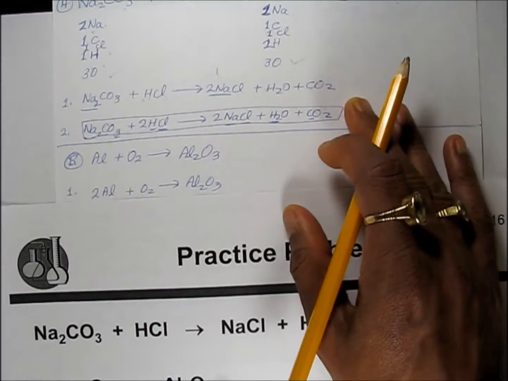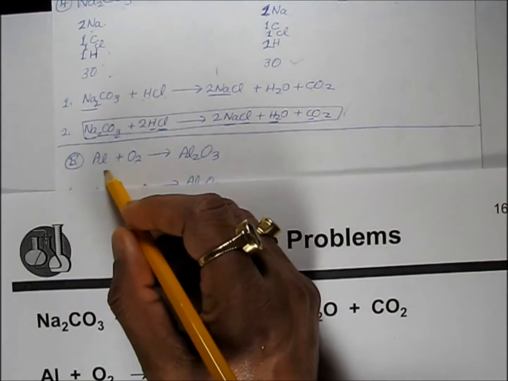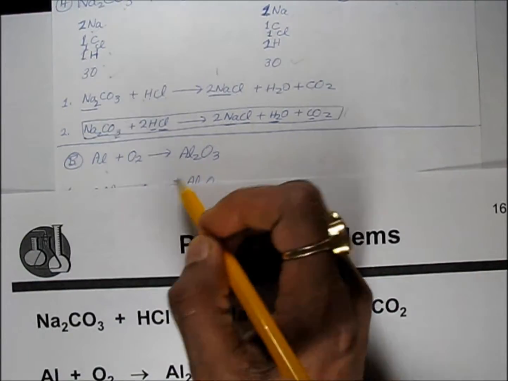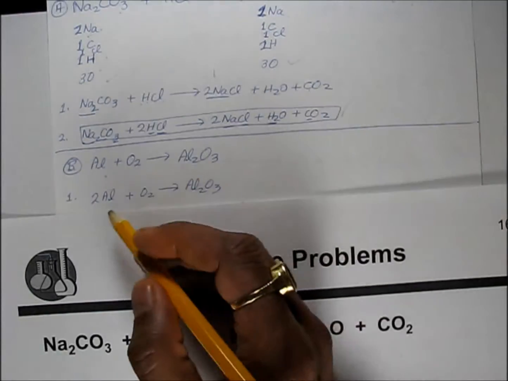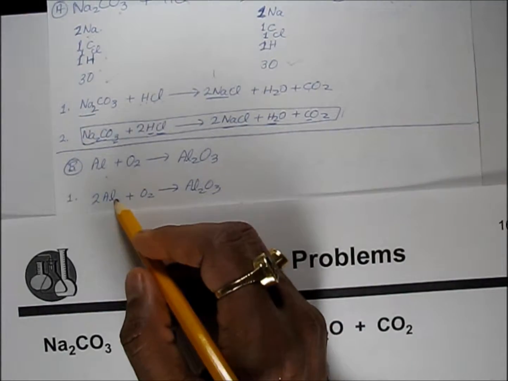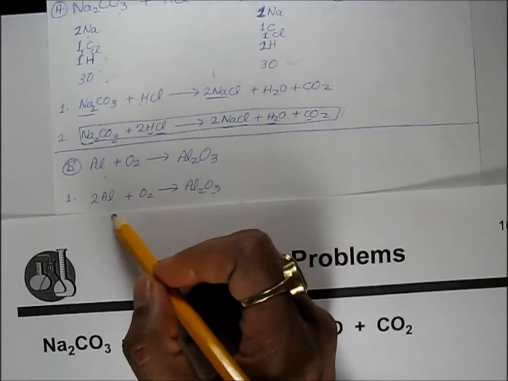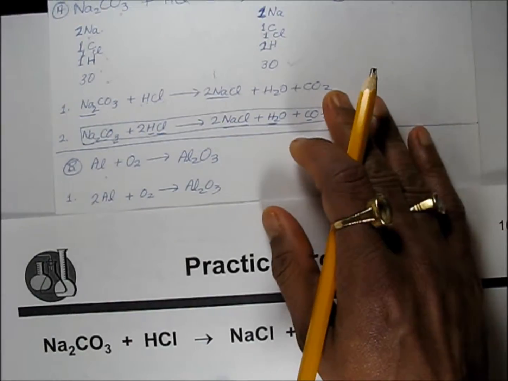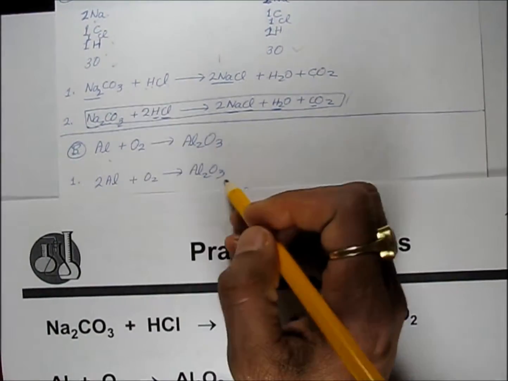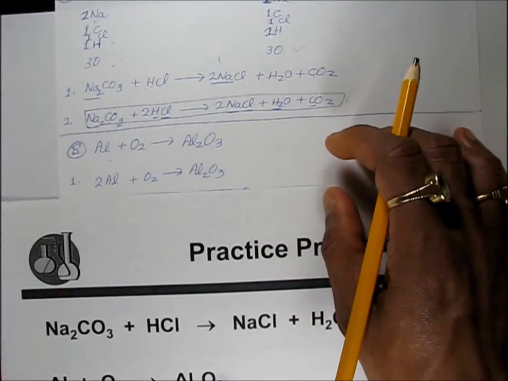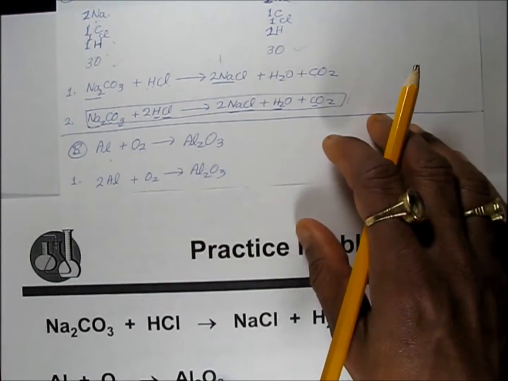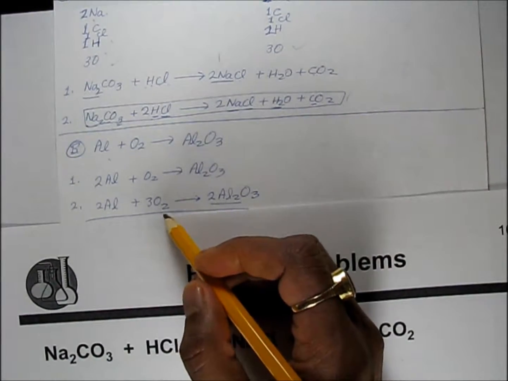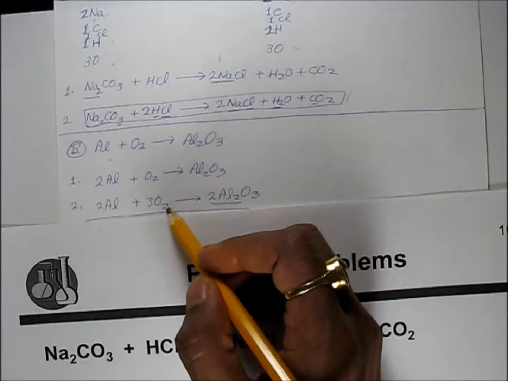So again, we have to find out: 1 aluminum on this side, 2 aluminum on this side. So we have to balance aluminum first. It's very easy, just add a coefficient 2 in front of aluminum, and then 2 and 2 of both will be balanced. Now we have to balance the oxygen. On this side it is 2 and this side it is 3. So it's very simple, you can just cross multiply to each other and then it will be balanced. So we can add 3 coefficient in front of oxygen.